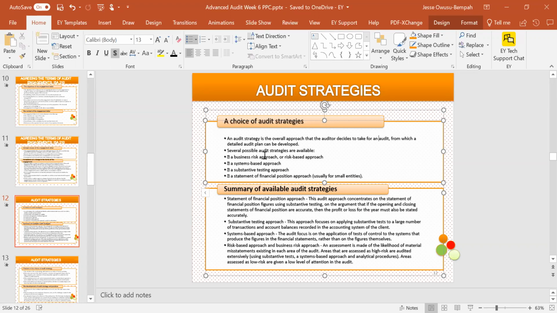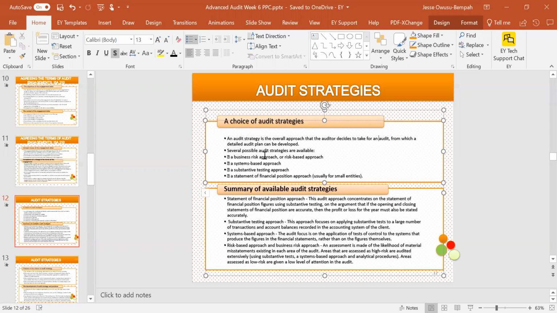To some extent, yes. I think it does, yes. It's an interesting approach, because once your opening and closing balance sheet values are accurate, then your profit and loss must also be accurate, because your profit numbers go into your balance sheet. They're connected. So that's the statement of financial position approach. It uses substantive testing, but in a more limited fashion.